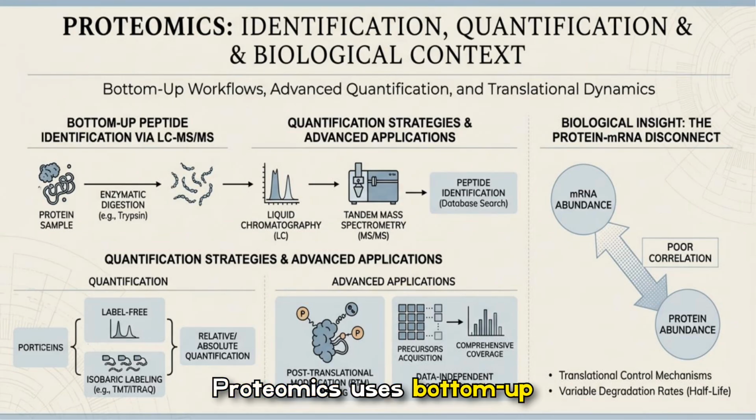Proteomics uses bottom-up LC-MS workflows to identify peptides after enzymatic digestion, then quantifies proteins using label-free or isobaric strategies and advanced approaches like DIA and PTM mapping. Importantly, protein abundance often poorly correlates with mRNA levels. So proteomics reveals translational control, degradation dynamics, and functional context that RNA alone cannot provide.